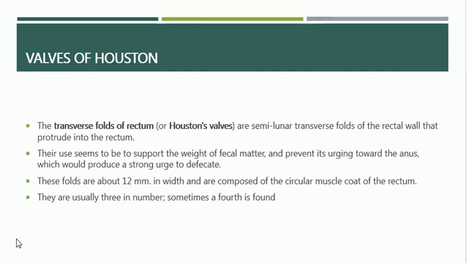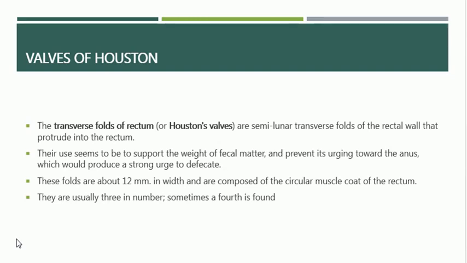So, what are these Houston valves? These are transverse folds of the rectal wall that protrude into the rectum, and we can see them while doing proctoscopy, sigmoidoscopy, or colonoscopy. What is their use? Why these valves of Houston? They probably support the weight of the fecal matter and prevent its urging towards the anus, which would produce a strong urge to defecate. So, in that sense, it helps.